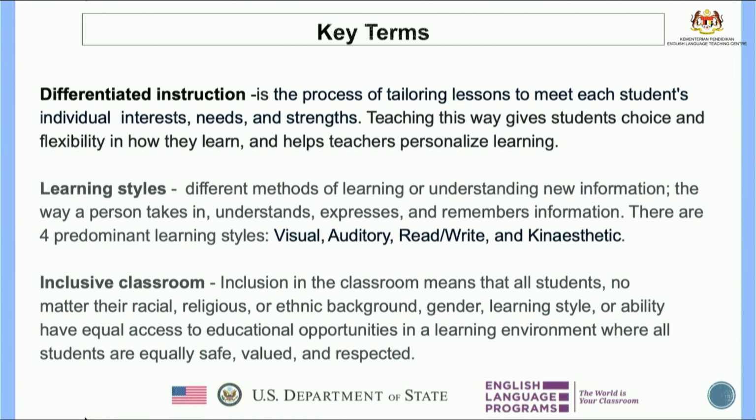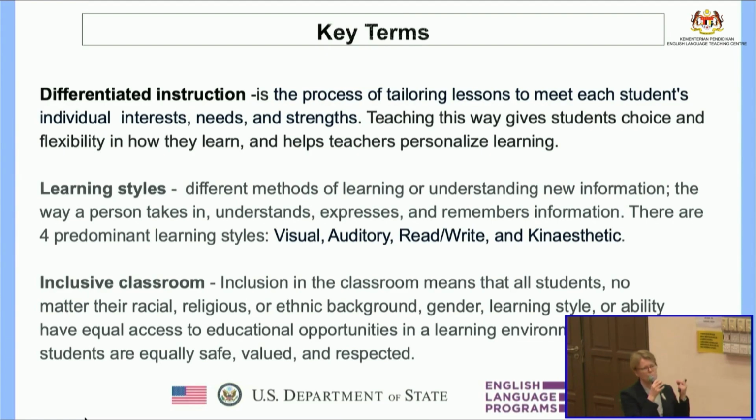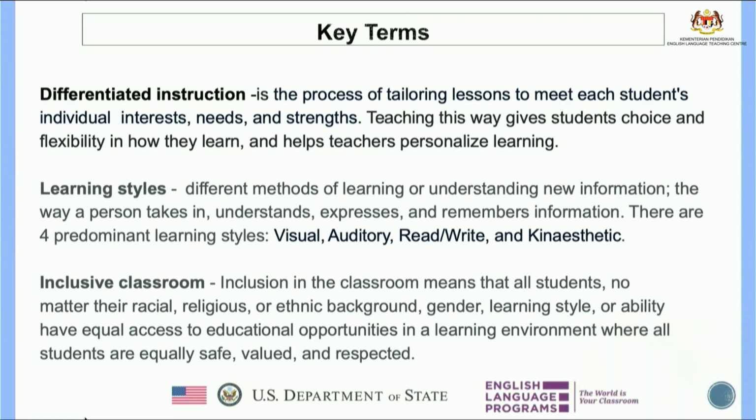So differentiated instruction is the process of changing the lesson so that it meets the needs of diverse learners, students that are different. Okay, students are different or diverse in many different ways. Okay, one way is the way that they learn. So they might have a preferred or a dominant learning style. Okay, so we have 4 predominant learning styles: visual, auditory, reading, writing, and kinesthetic.